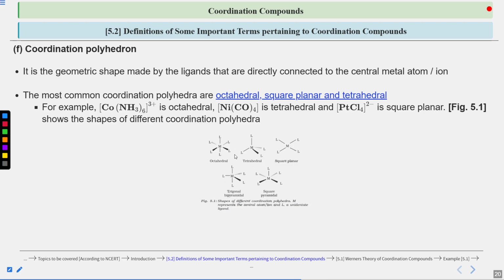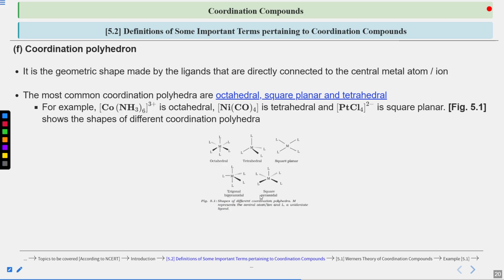This is the shape of octahedral, where there is a central metal, central atom or ion surrounded by 6 ligands. Tetrahedral, where the central metal or ion is surrounded by 4 ligands directly bonded to it. Square planar is something like this, where the central atom or ion is surrounded by 4 ligands in this particular geometry. Trigonal bipyramidal, where the central metal is surrounded by 5 ligands in this particular geometry, right?